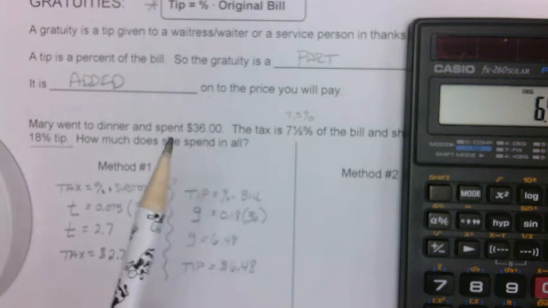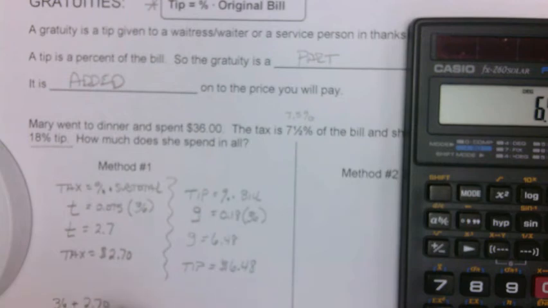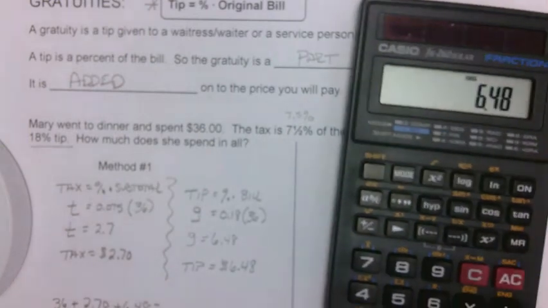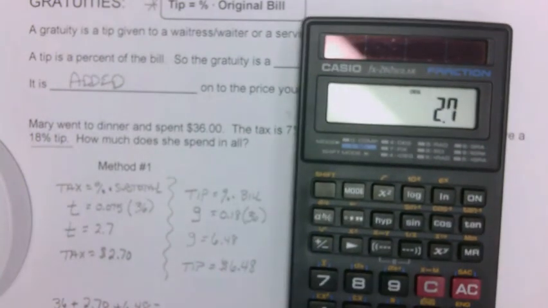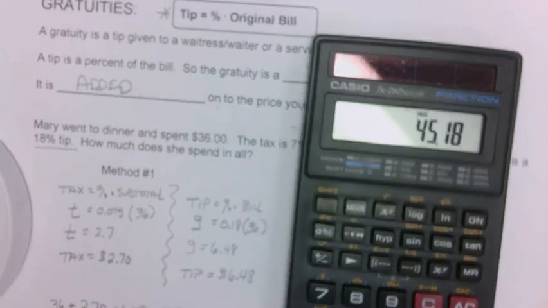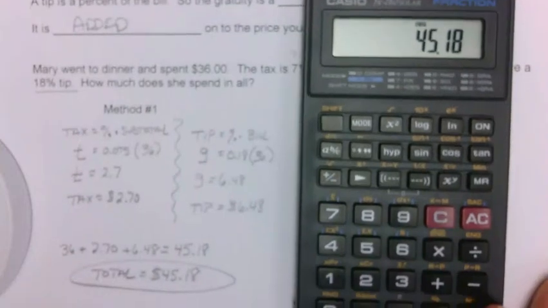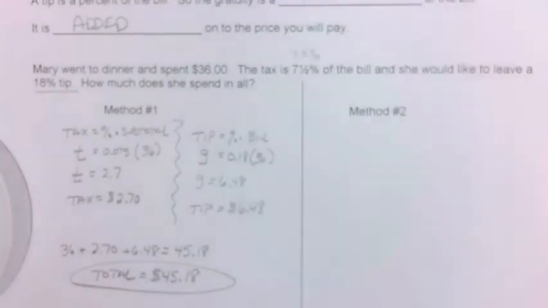Now remember that the tax gets added and the tip gets added. So we're going to start with the bill, which was $36. We're going to add the tax. We're going to add the tip. And when we do that, $6.48 plus $2.70 plus the bill of $36, we get 45 and 18 hundredths. So the total in this example is $45.18. Okay, that is the total cost, including tax and tip. Okay, so that's method one.